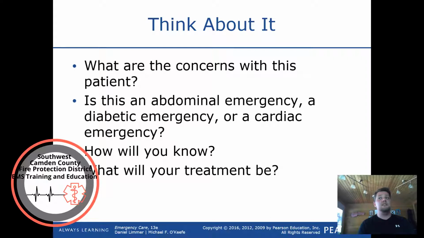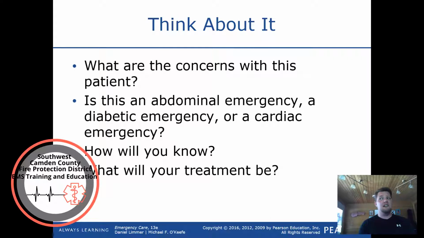So concerns with this patient, you could be looking at gallstones. She's got a history of gallstones. Okay. Maybe a diabetic emergency since she just ate 20 minutes ago. Maybe she had too many carbs, or she didn't eat the right things. Could be just food poisoning. Okay. So we want to look at those things, and her age.